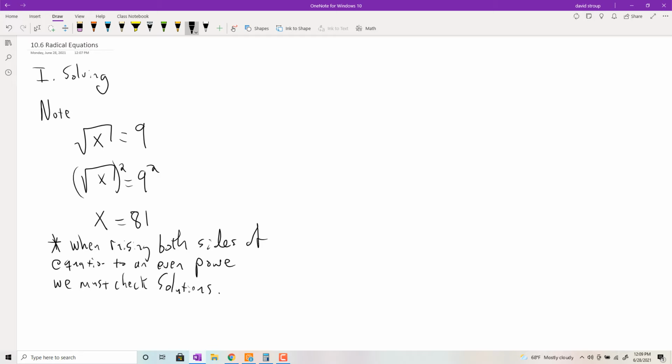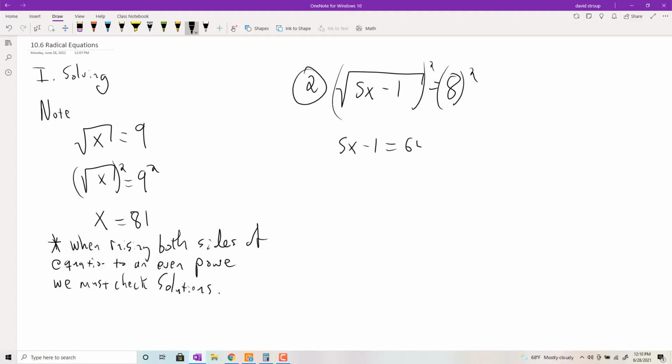Okay, so let's take a look at some of these problems. Here's number 2. Square root of 5x minus 1 equals 8. To get rid of the square root, you're just going to square both sides. On the left, you get 5x minus 1. On the right, you have 64. Solve this result. So I have 5x equals 65. Divide both sides by 5, and you get x is 13.